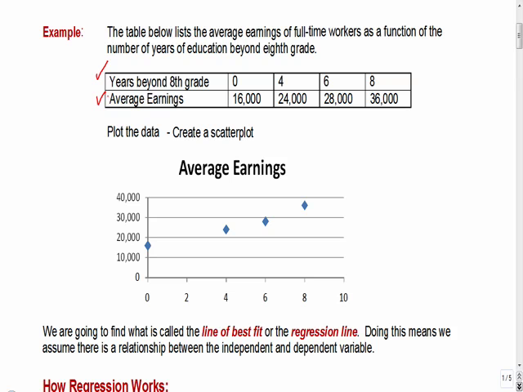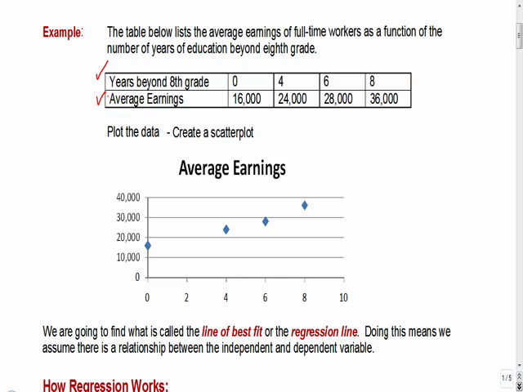So as we look at this, the years beyond 8th grade, we have 0, which would be 8th grade, 4, which would mean finished high school, 6, which would be the first 2 years of college, and 8, which would be a 4-year degree at college. Average earnings: $16,000, $24,000, $28,000, and $36,000. So what I'd first like to do is just plot the data.